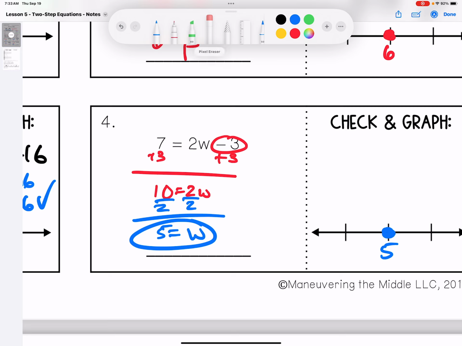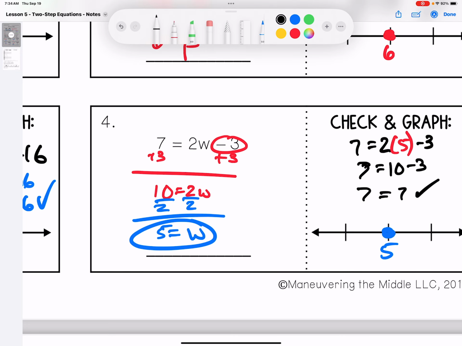Go back and plug it in. 7 equals 2 times 5 minus 3. That's 10 minus 3. That's 7. Does 7 equal 7? Check. So that means my answer is correct.